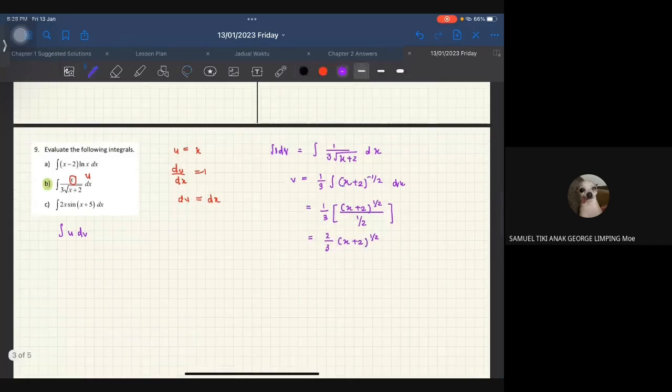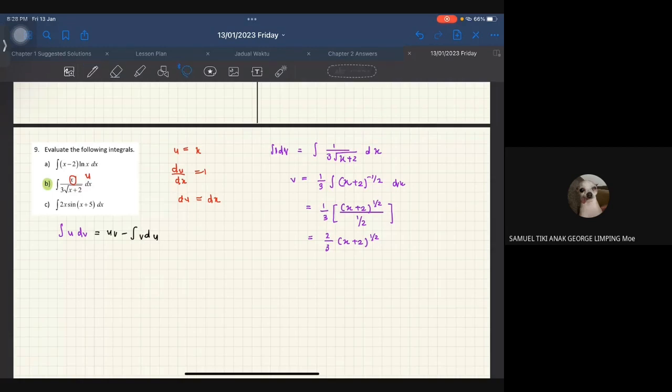Okay, so jom sekarang kita nak masukkan dalam formula. So what is the formula? Can someone tell me the formula for by parts? UV minus integral V du. Yes, thank you. Simple kan? So formula dia adalah UV minus integral V du. UV. Okay, so always remember this formula.